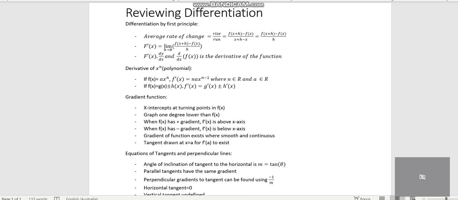As we reviewed with the function 1 over x, you get two different answers. The derivative can be expressed as f dash of x, or dy/dx, or d over dx of f of x.